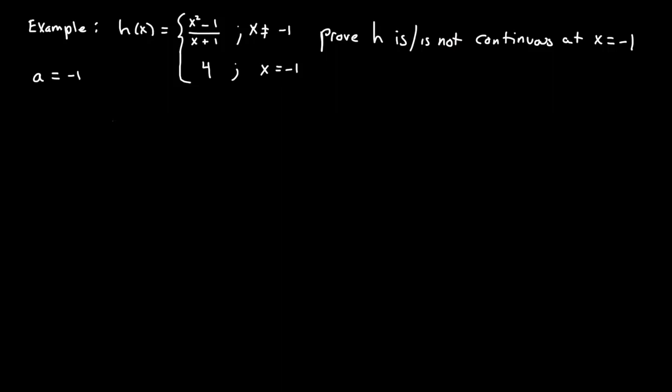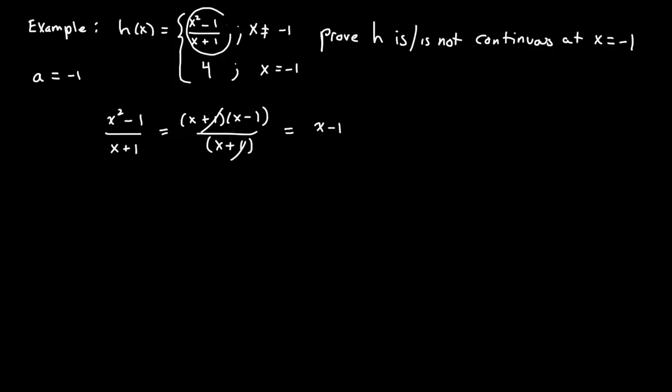Before we do anything further, though, let's take a look at this expression. I see that I can simplify this. I have a difference of two squares. Okay, and since I have that, it looks like the portion is actually just x minus 1. So this portion here is just that. So let's write h of x differently. Let's say that h of x is going to be x minus 1, provided that x is not equal to -1, and then the number 4 when x does equal -1. Okay, that's going to help us.